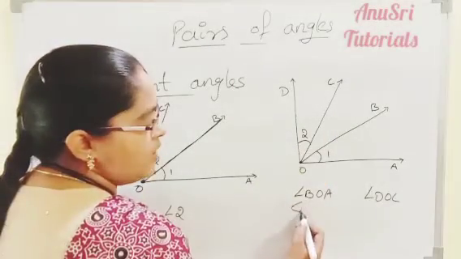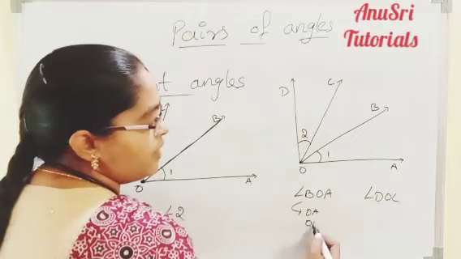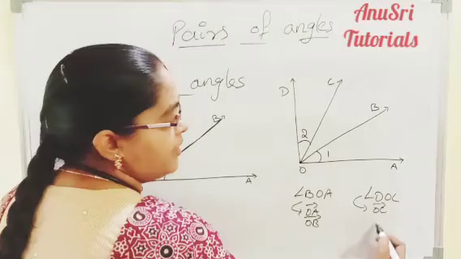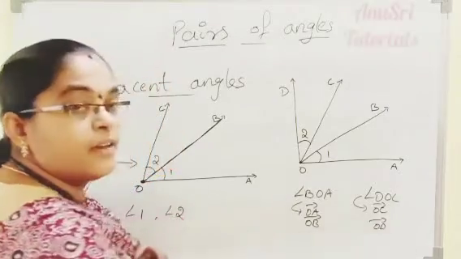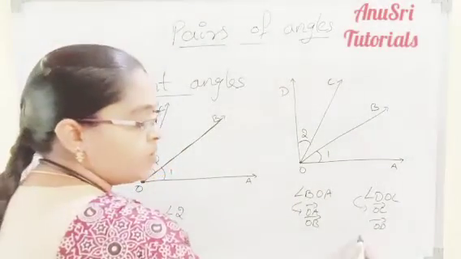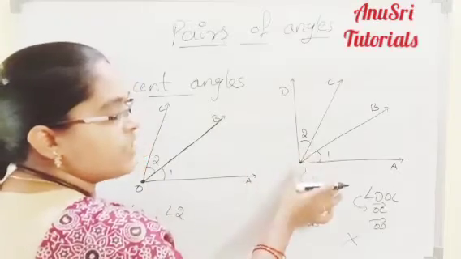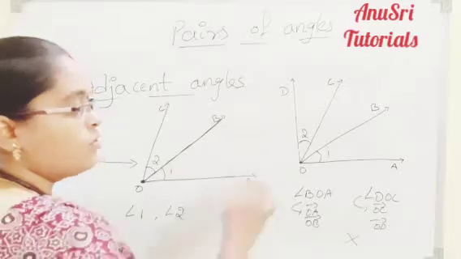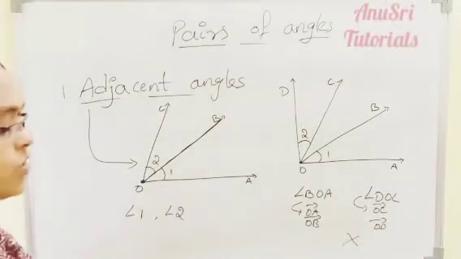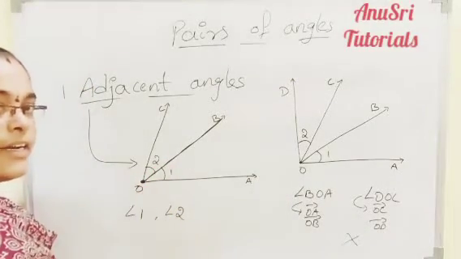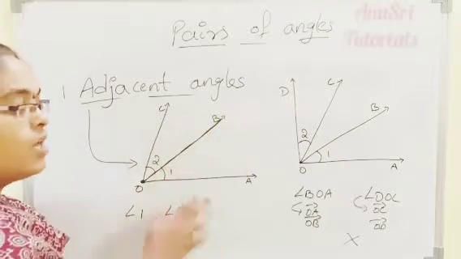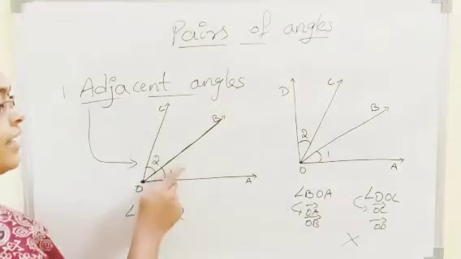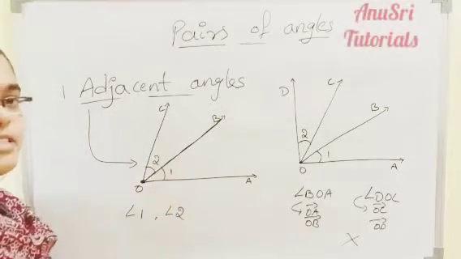So here OA and OB are the arms of this angle, and for this angle OC and OD are the arms. Is there any common arm? No. So in this situation, angles 1 and 2 are not adjacent angles. Adjacent angles must have a common vertex and one common arm, and the angles which satisfy these two conditions only we are calling adjacent angles.